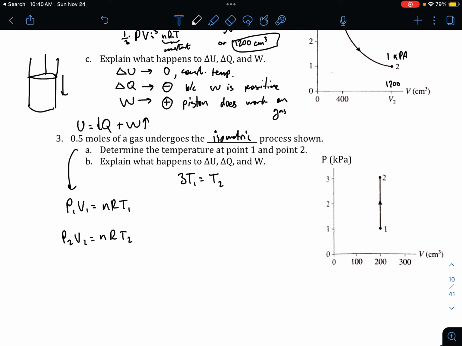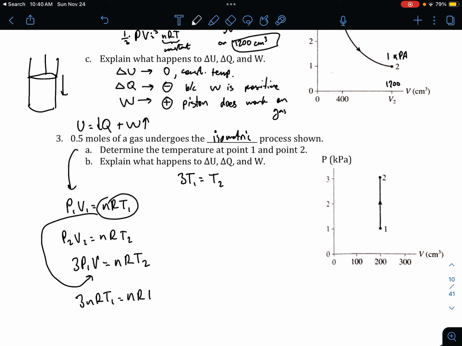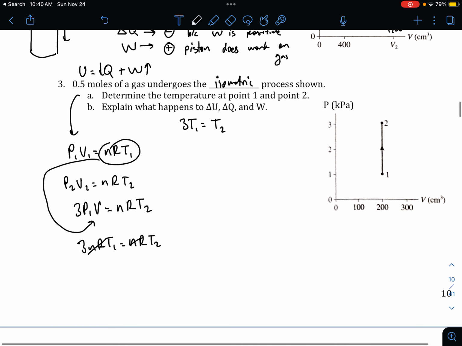Because P2 is really just 3 times pressure 1. And then V is the same, equals nRT2. But if P1 V1 is equal to nRT1, you could substitute that back in. You get 3nRT1 is equal to nRT2. And then those drop, and you just get 3T1 goes to T2. I don't know if this problem was in our packet. I don't think I did this one. I don't think it was even included.